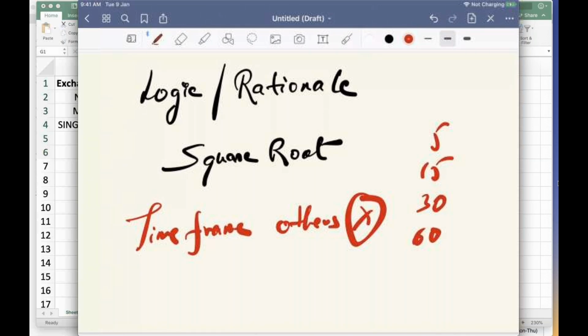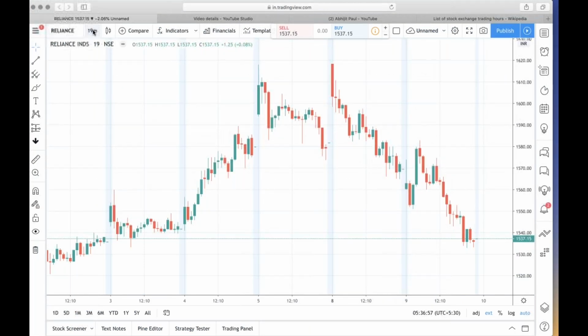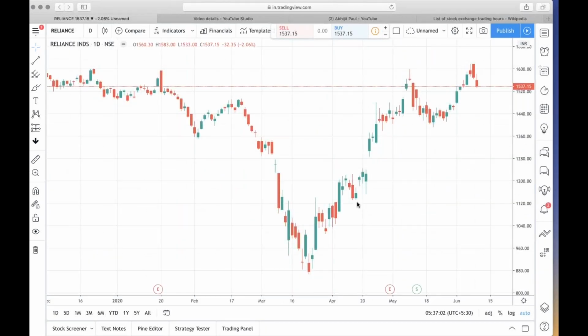This is something that I stumbled upon myself while I was doing the study of Fibonacci numbers and the square root of Fibonacci numbers, which acted as beautiful, strong levels of support and resistance. And that's when I started working on the square root concept over price and time, because these charts are essentially made up of price and time both. And I found out that the concept of square rooting price in many places yield very good levels for support and resistance. And that's why I experimented with square rooting the time also.